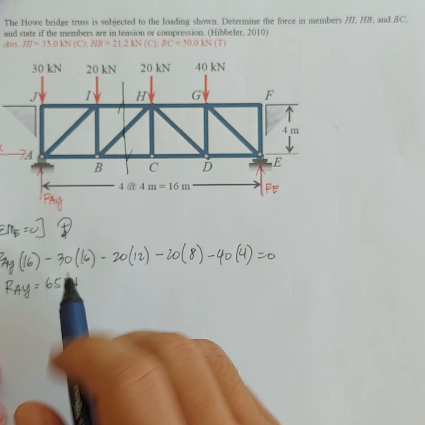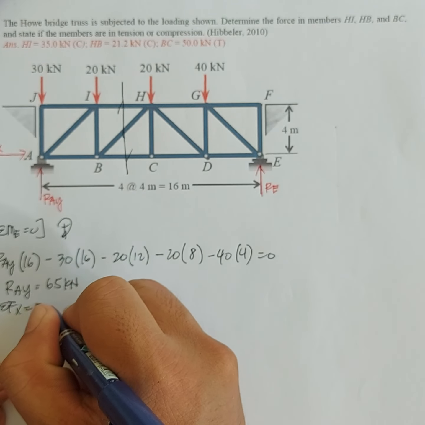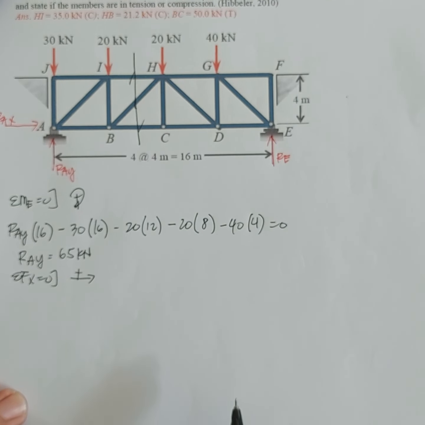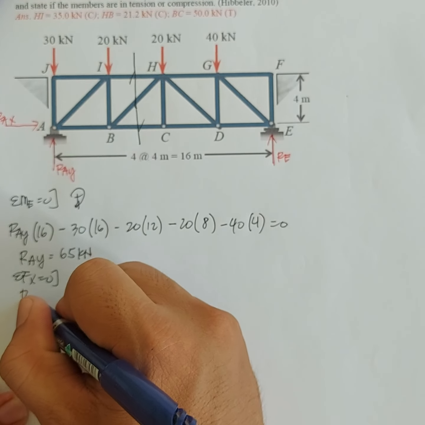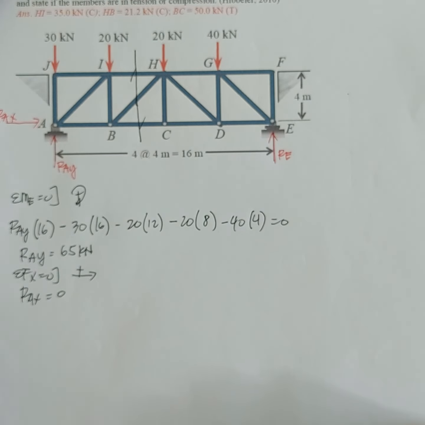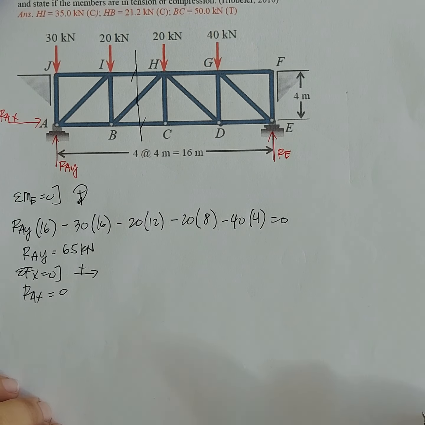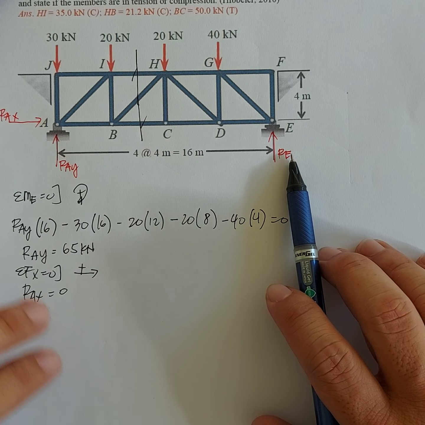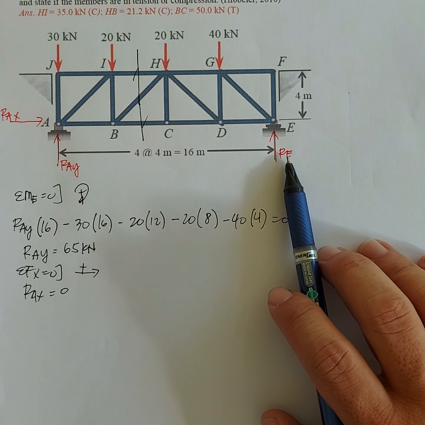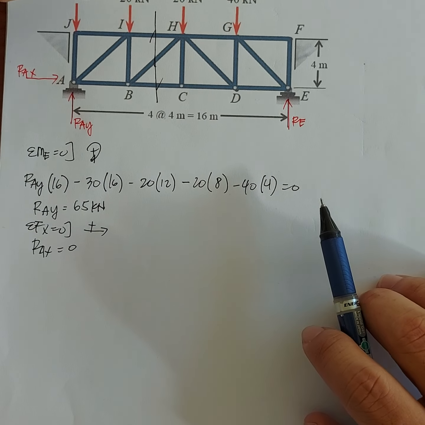Okay, next is solve for RAX. Summation of forces along X is equal to 0. Forces to the right positive. What are our horizontal forces? There are none, only RAX. So obviously RAX is 0. We have no horizontal components from the external forces. So okay. We don't need to solve for the reaction at E if we consider the left section. So let's draw the free body diagram of the left section.